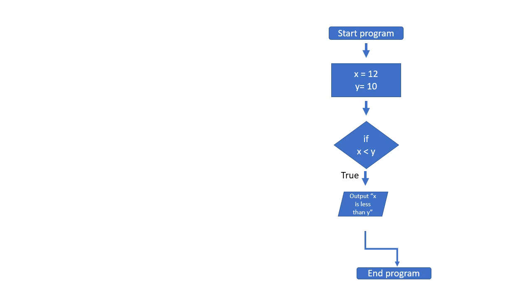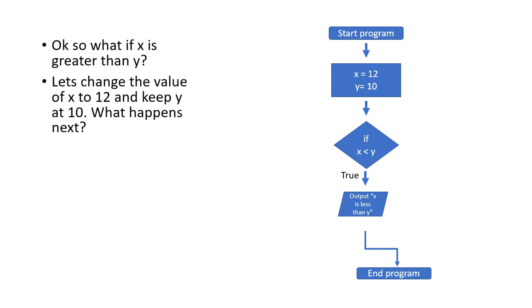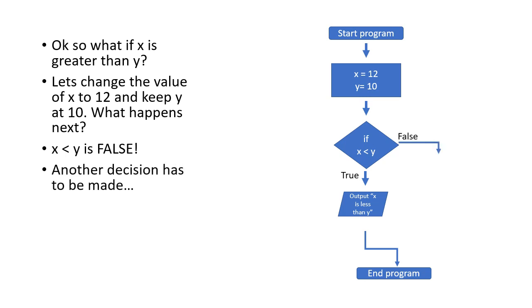All right, so let's talk about what happens when we change some of these values around. For example, we're going to change the value of x to 12 and keep y at 10. What happens next? Well, x less than y is false, right? So another decision has to be made.